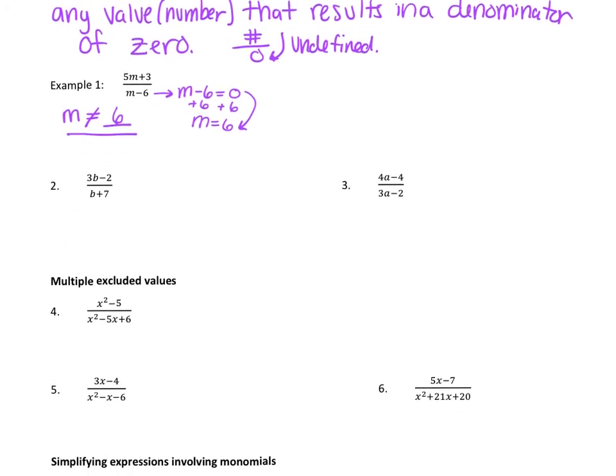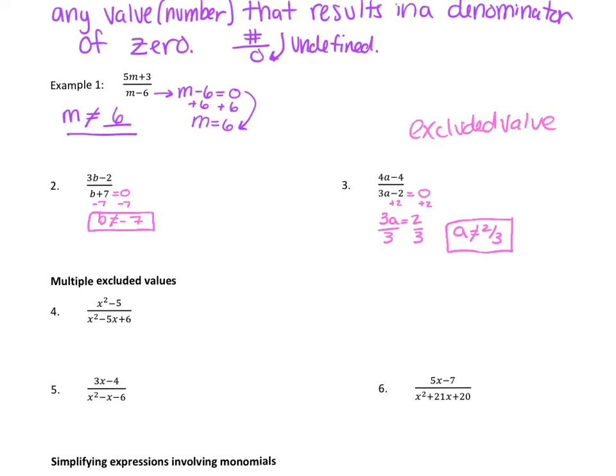So if we look at 2 and 3, we're going to do similar ideas. If I set this denominator equal to 0, b would equal negative 7. So I don't want b to equal negative 7, and that would be my excluded value. Same with number 3. If we set this equal to 0, I would add 2, divide by 3, and a would equal 2/3. I don't want a to equal 2/3 because that would make my denominator 0. So anytime it talks about an excluded value, it's always going to be that we don't want the number to equal that.